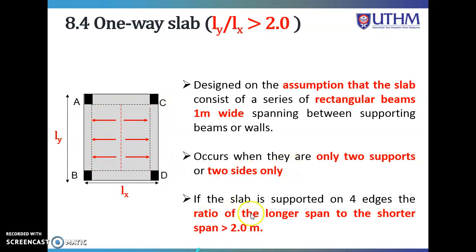Okay, another one is bila dia support oleh four edges. Maksudnya dia ada empat, ini ada beam ataupun wall. Dia ada four-sided. Tapi dia punya ratio, the ratio of the longer span to the shorter span is greater than 2. Okay, bila dia greater than 2, even the four-sided, they will become a one-way.